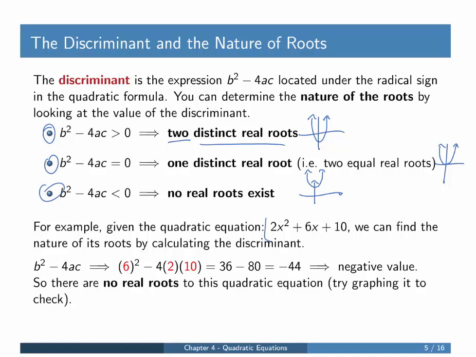So for instance, if you had this guy, it says it's an equation, but it's not. It needs an equal 0 here. Just by looking at b squared, which is 6, so 6 squared is 36, minus 4ac, which is minus 4 times 2 times 10, gives you negative 44. And that's a negative value, so there's no roots to this. So when you graph this on Desmos or by hand, you should see that this does not intercept. This does not pass the x-axis.